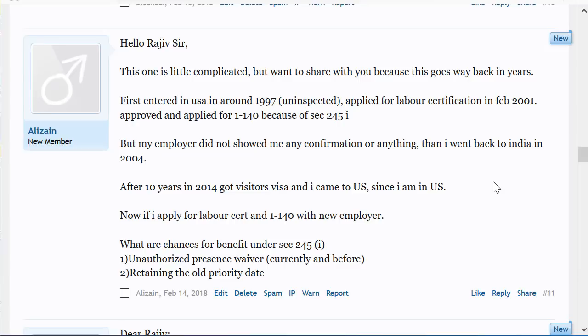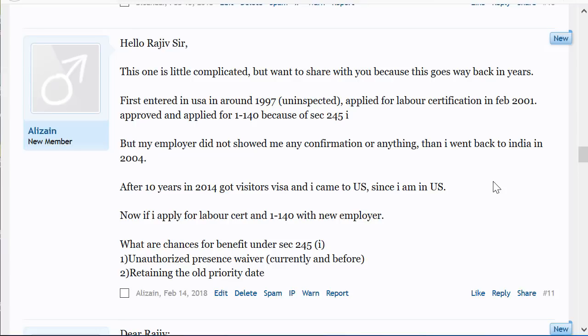Well, I can answer some of these questions. 245I benefits, as far as I know, don't protect you from the second visit. The second time you have overstayed and become unlawfully present, subject to the 10-year bar, you've got the same problem. Unlawful presence waiver, current and before. I don't think you need an unlawful presence waiver from before, because in that case you were already gone for 10 years. So that's old. I don't think you will need one for that.